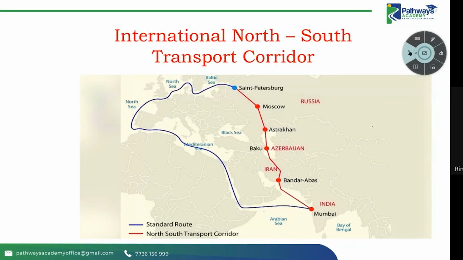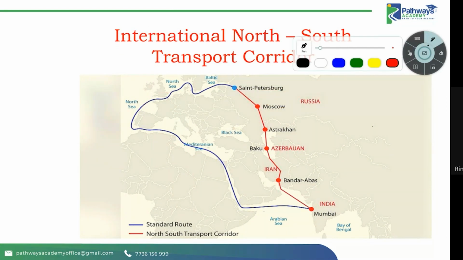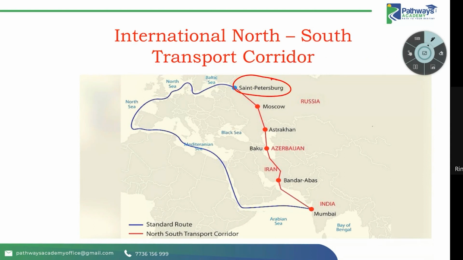Okay. Next is the International North-South Transport Corridor. Second corridor is the International North-South Transport Corridor. Actually, the International North-South Corridor is this red color line. It connects St. Petersburg in Russia to Mumbai port. Please write it down. It connects St. Petersburg to Mumbai.